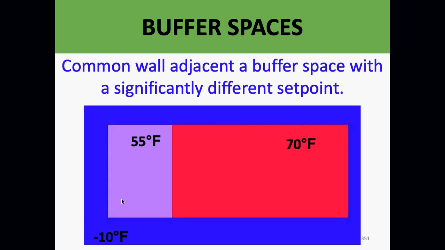Okay, now, if you have a common wall adjacent to a buffer space with a significantly different set point, it changes the delta T. So again, common walls, it's a little bit of a different situation.